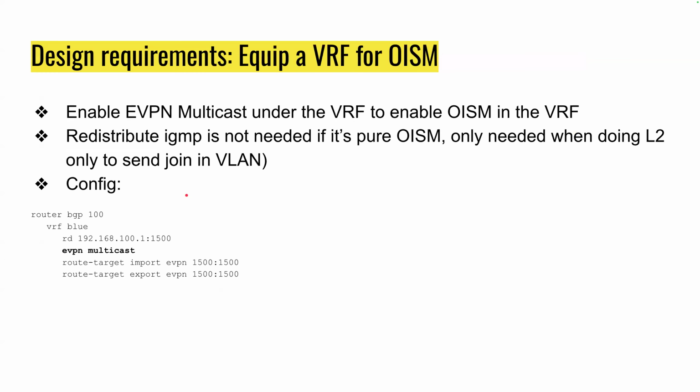Right. And the next important thing is about enabling a VRF for OISM. In L2 multicast, we used to do redistribute igmp under that MAC VRF, right? To generate the SMETs, to relay the interest and everything. Here we need not do it per VLAN. We have to enable that functionality under the VRF. And how do we do that? By giving evpn multicast under that specific VRF.